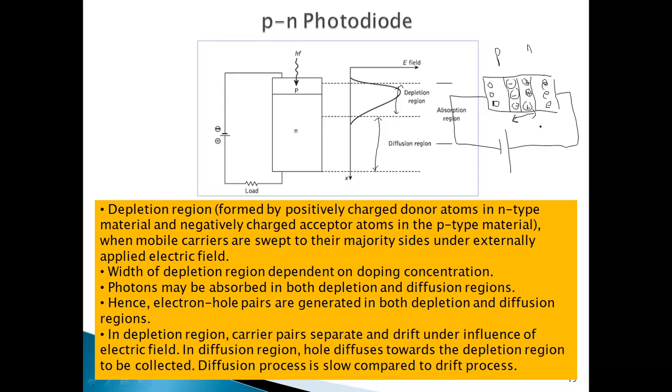So this is a result of majority carriers which are swept to their majority side. We have discussed this before. Basically, the width of this particular depletion region will depend on the doping concentration. And the photons, if we base on this diagram, absorption region happens in the depletion region and also in the diffusion region for the case of the PN photodiode. So it can be said that the photon will be absorbed in both depletion and the diffusion region.